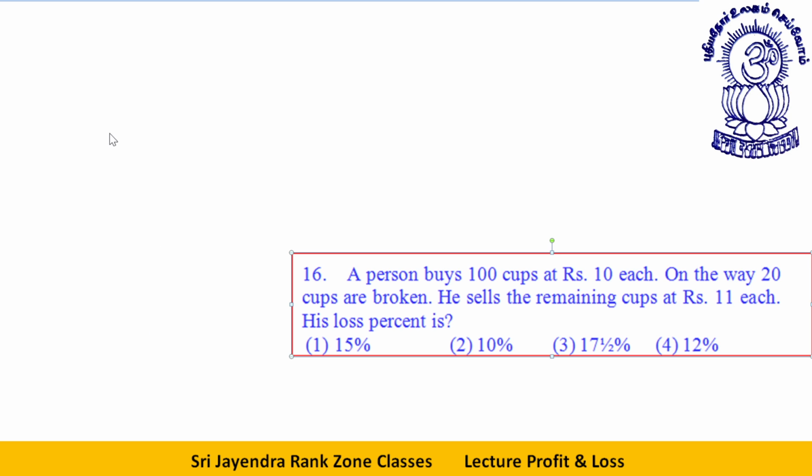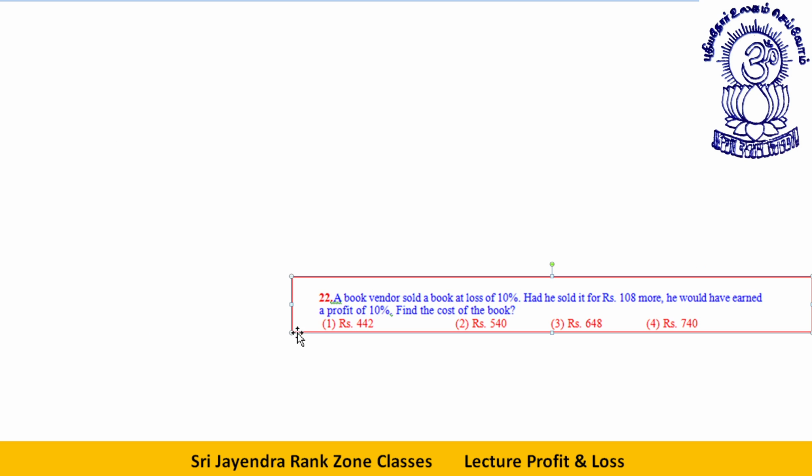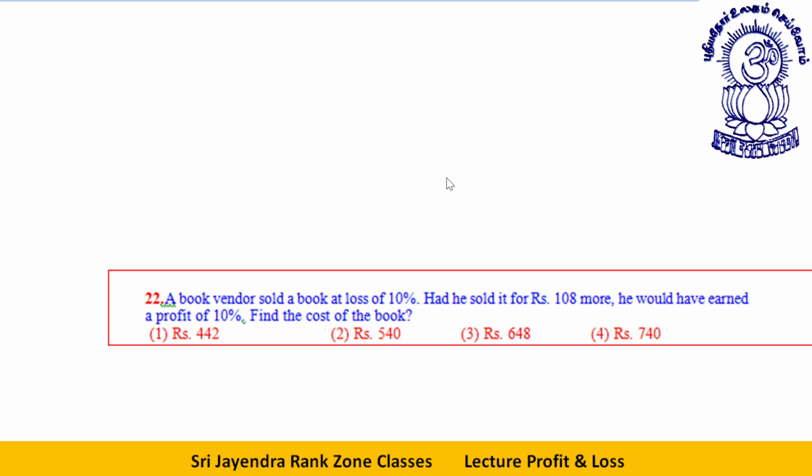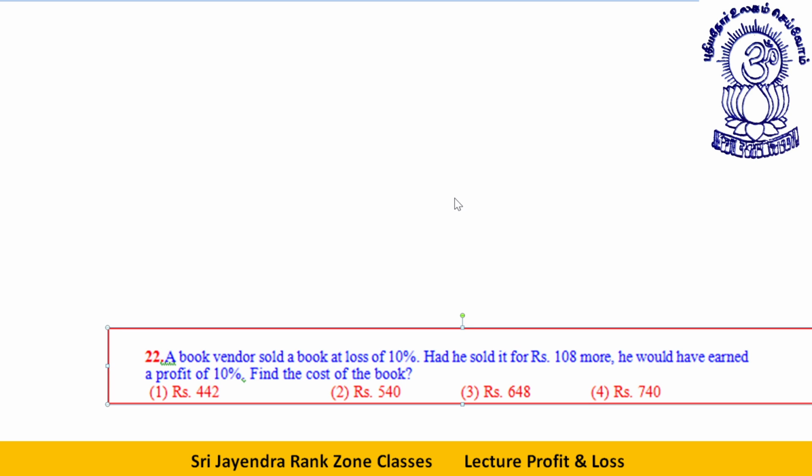Next question is, a book vendor sold a book at a loss of 10%. Okay, the book vendor sold the book at a loss of 10%. Had he sold it for rupees 108 more, he would have earned a profit of 10%.